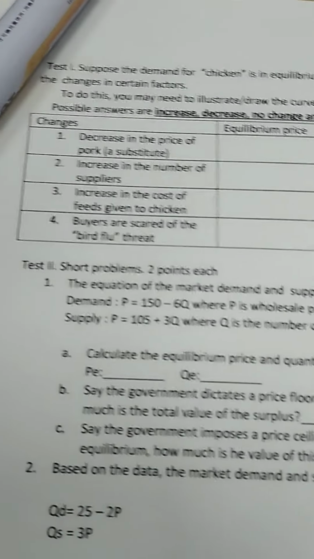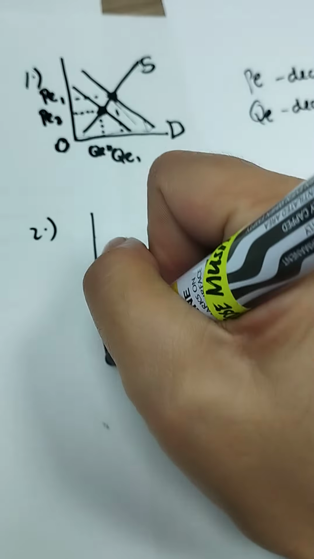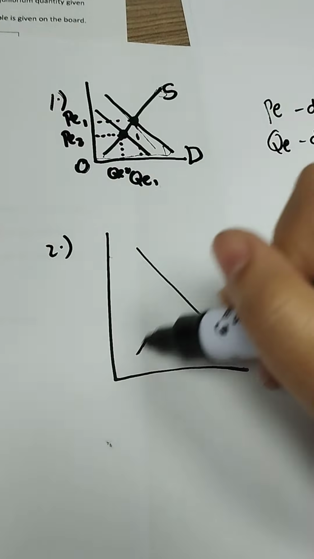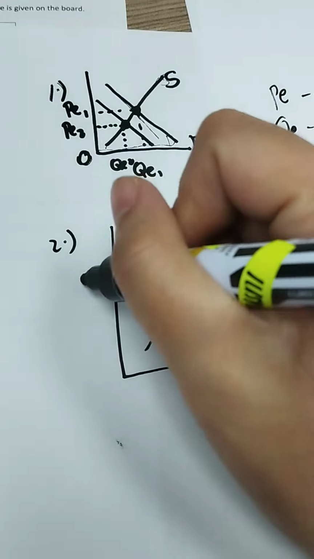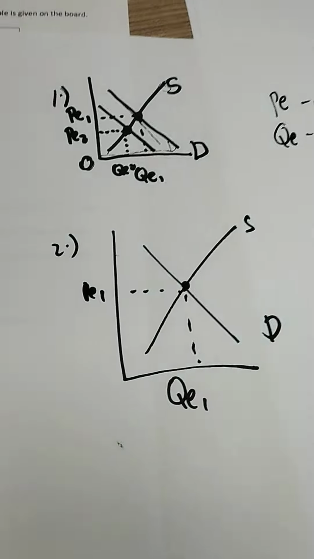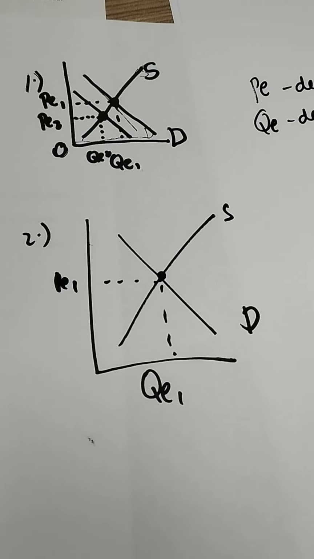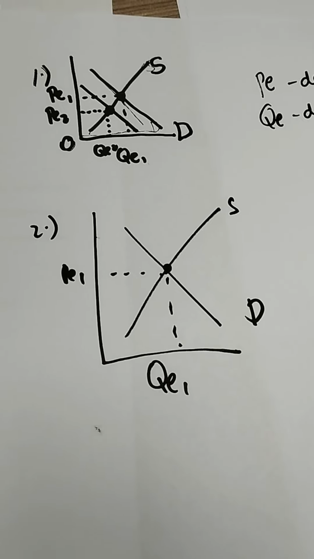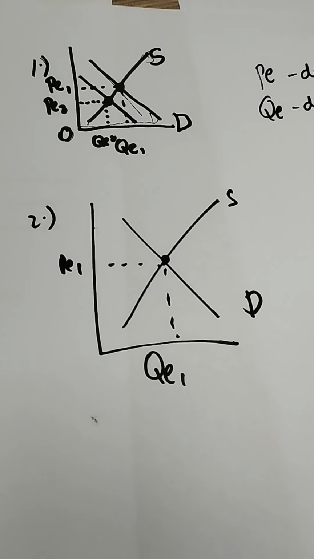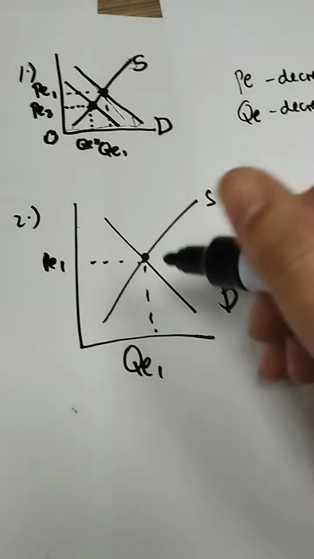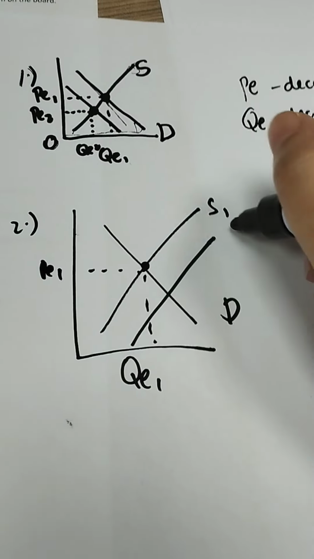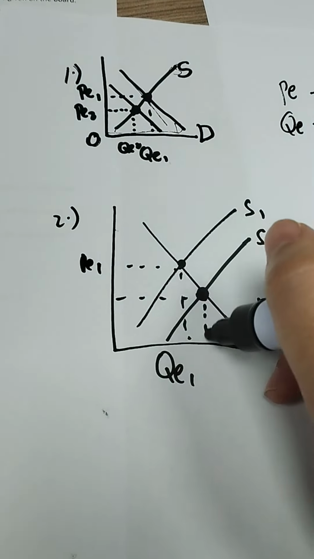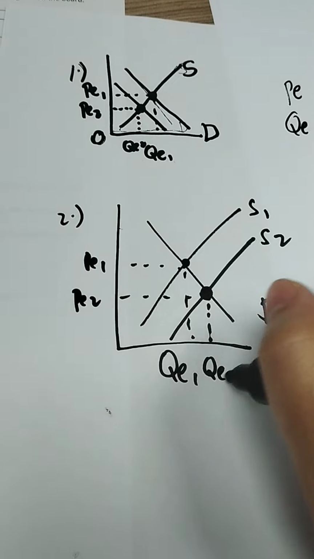Now for number 2, increase in the number of suppliers. So we're going to be drawing again, illustrating our demand curve and our supply curve. So we have again the original equilibrium quantity and equilibrium price. Now, this one will not affect your demand. It's going to only affect the supply. And the answer is very obvious. Nagdamo ang suppliers, syempre there will be more supply. So the supply curve will shift to the right. So this is S1, this is S2, creating a new equilibrium point. Now let's label again. This is PE2, and this is QE2.